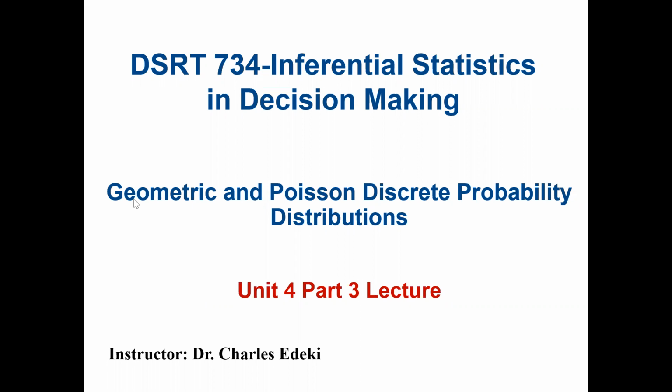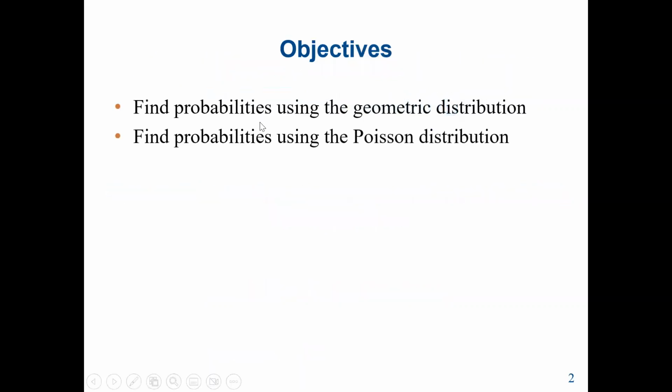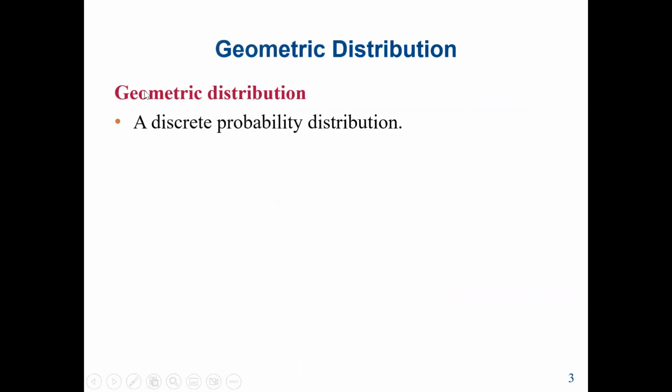These lectures cover geometric and Poisson discrete probability distributions. So our main objective is we're going to learn how to find probabilities using geometric distribution and also using Poisson distributions. And both of them have different conditions. So we start with the geometric distribution.